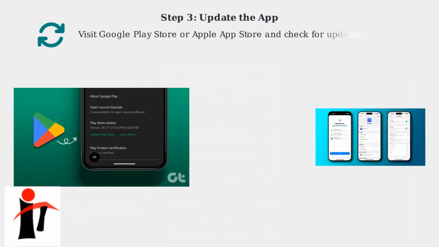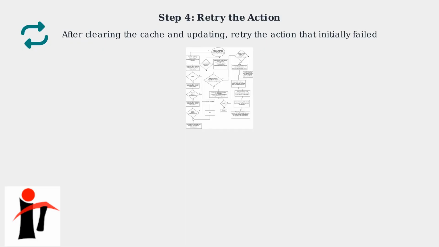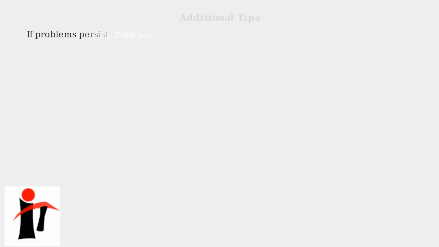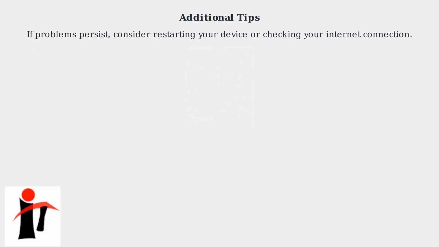Next, ensure your Simple Mobile app is up to date by visiting the Google Play Store or Apple App Store and checking for available updates. Finally, after clearing the cache and updating, retry the action that initially failed. In many cases, these steps will resolve the "unexpected error occurred" message. If problems persist, consider restarting your device or checking your internet connection.